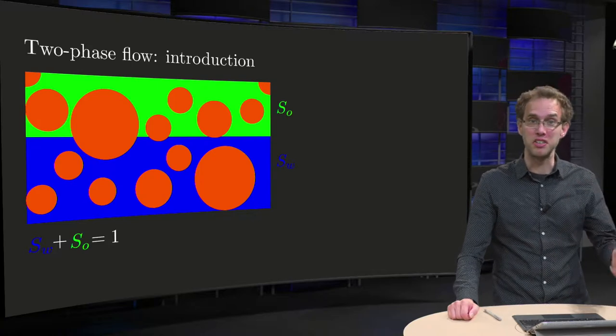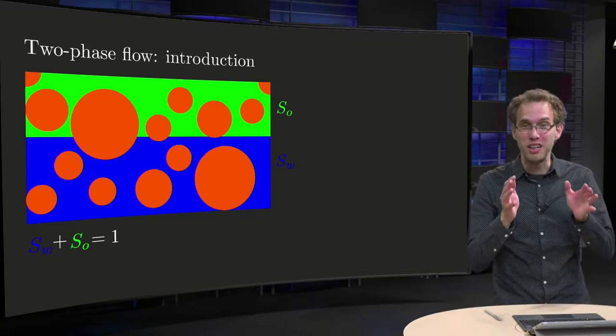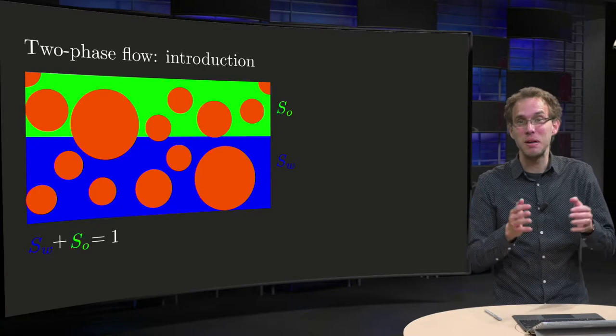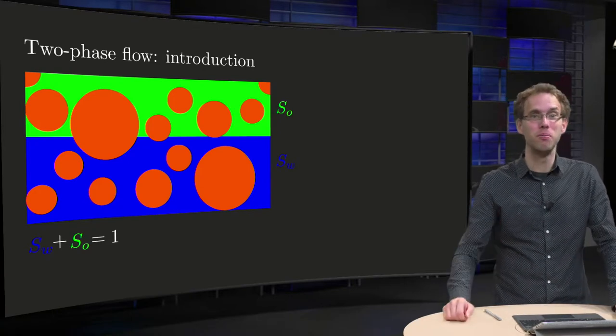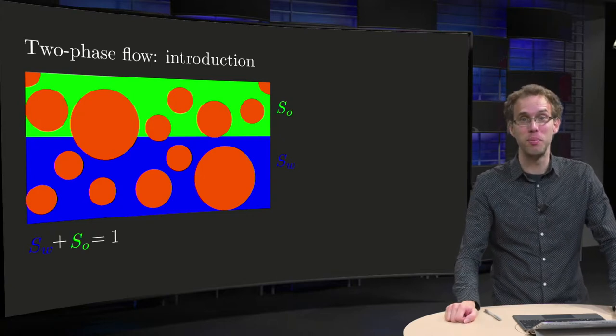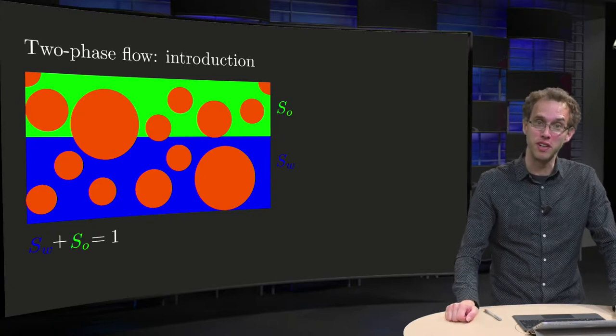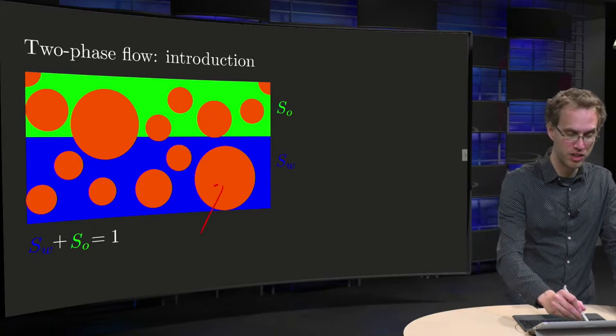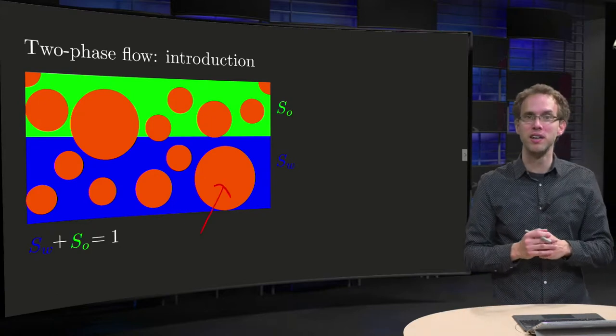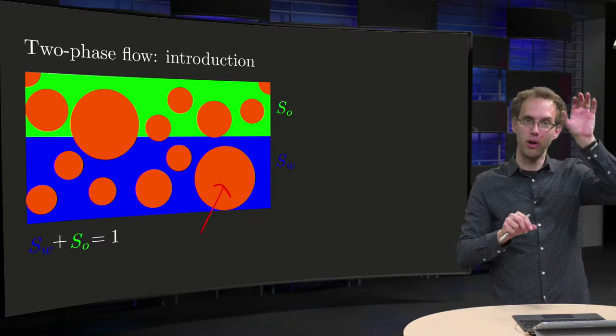However, if these two phases are immiscible, so if they do not mix, then they are basically just in each other's way when they are flowing. This can be modeled using so-called relative permeabilities. You will see those in this video. So what do we have? Again, we have our rock with our grains, some space in between, and I just put the water below and the oil on top of that.